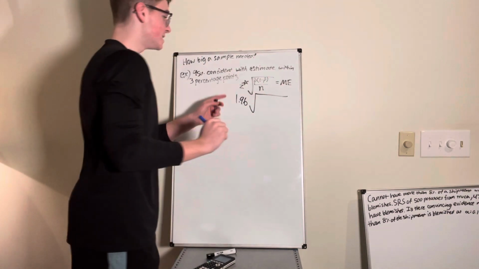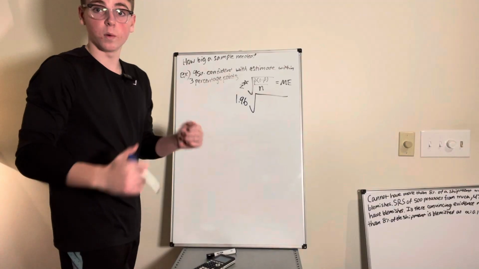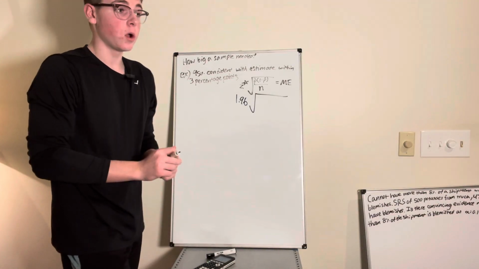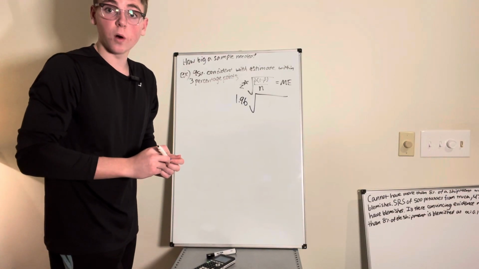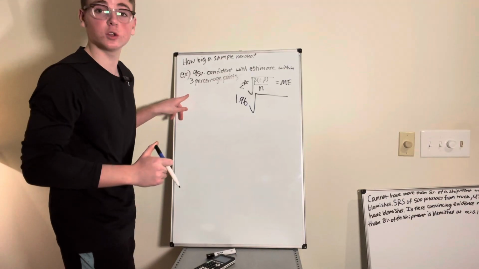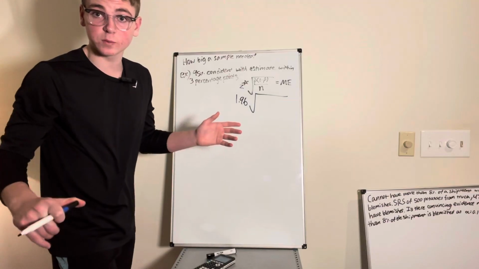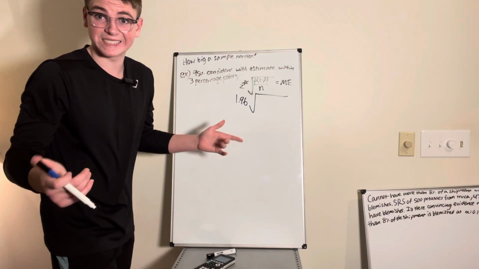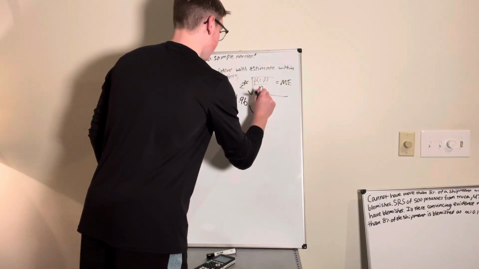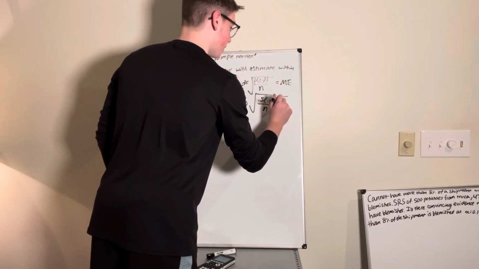Then the square root of... since we're not given a proportion here, whatever the context is, you always assume that the proportion is 0.5. You could write that on the side: assume p equals 0.5. Because you're not given anything, p equals 0.5 is just a safe answer. So you say 0.5 times 0.5 over n, which we're solving for.